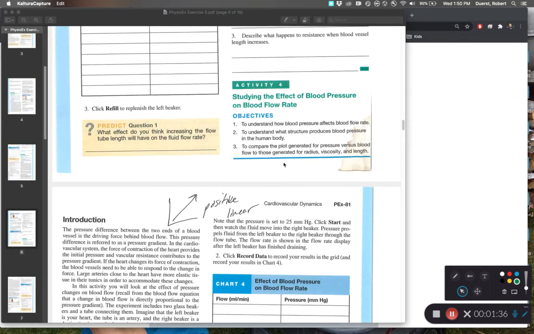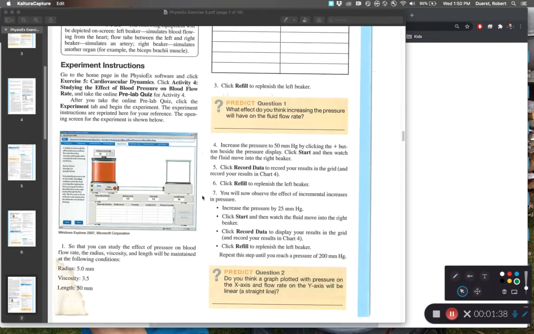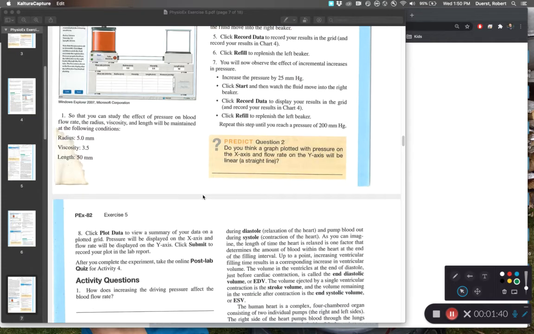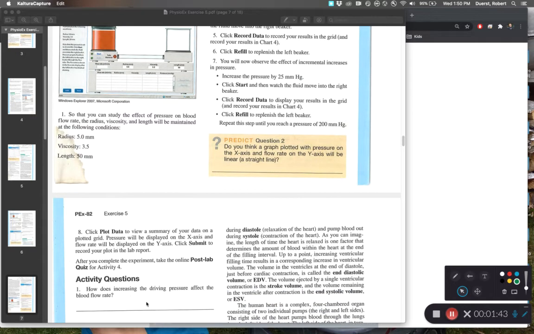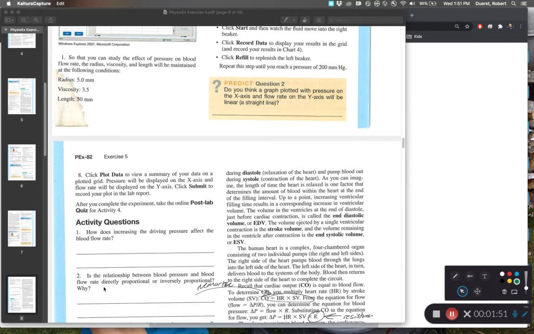And activity number 4. Let's look at our review questions for activity number 4. So how does increasing the driving pressure affect the flow rate? As the pressure goes up, the flow rate goes up, based on our data. Question number 2. Is the relationship between blood pressure and blood flow rate directly proportional or inversely proportional? And why? It is directly proportional. When one goes up, the other goes up.